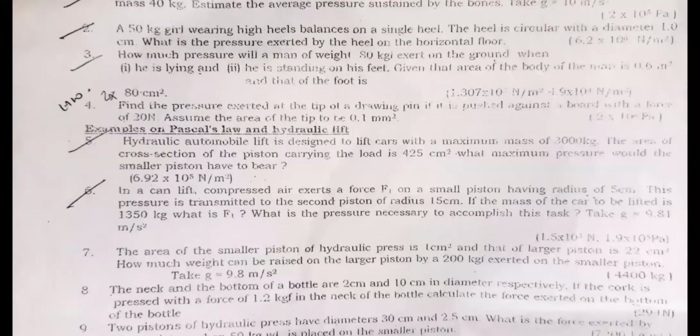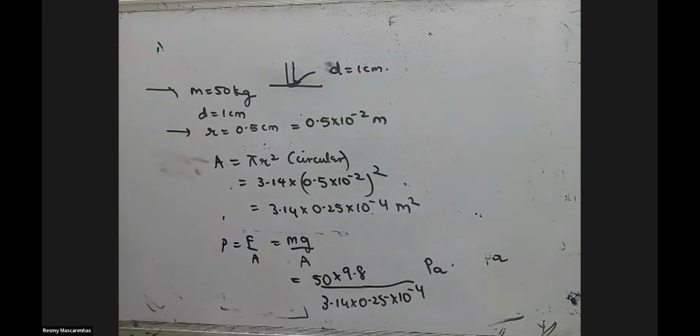Third one. How much pressure will a man of weight 80 kgf exert on the ground? First is when he is lying on the floor, and the second one is when he is standing on his feet. Given that the area of the body of the man is 0.6 meters square, and that of the foot of the leg is 80 centimeters square. I'll frame the question and give.